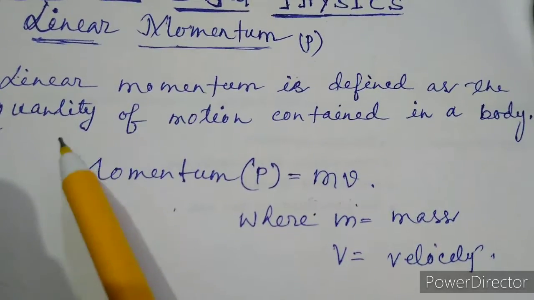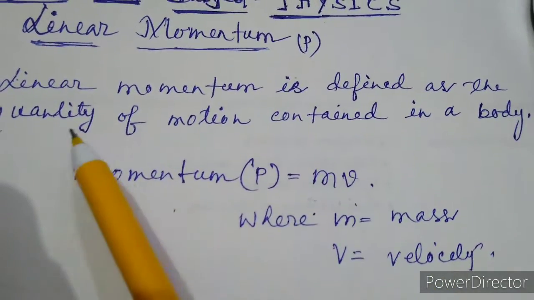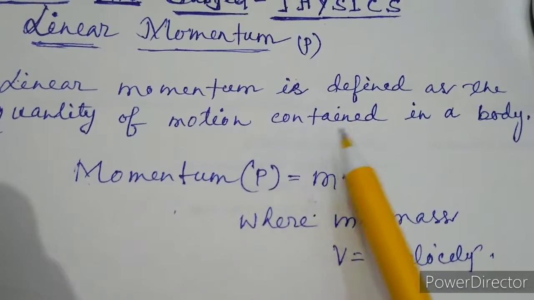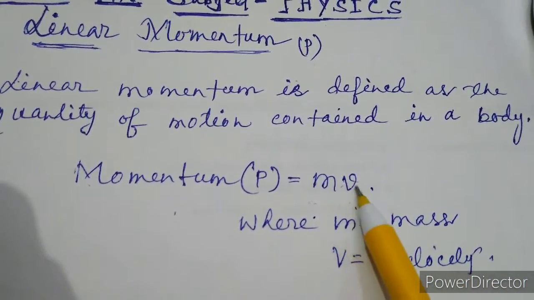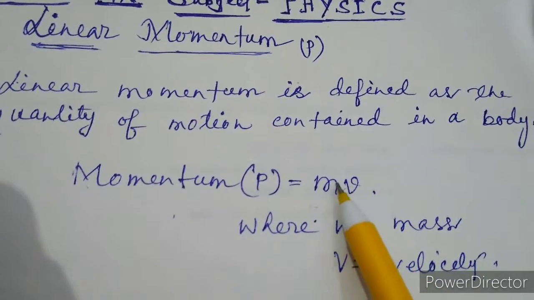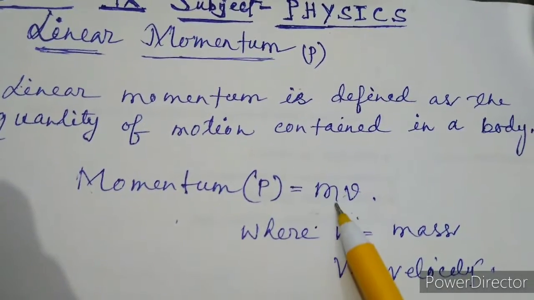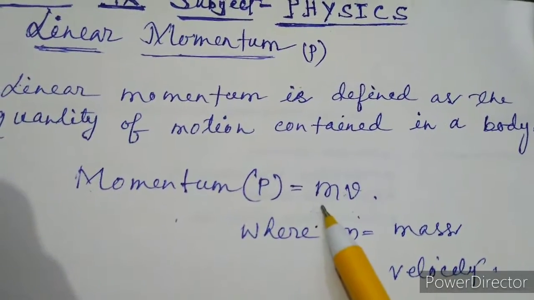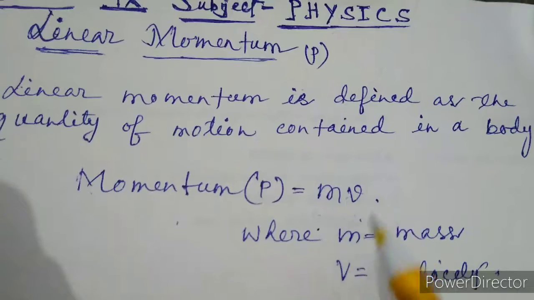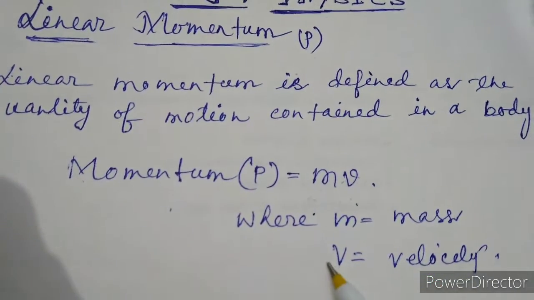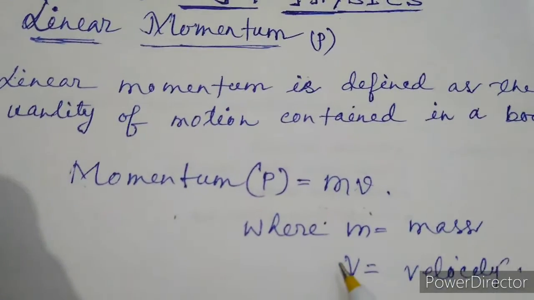So that's why it is written that linear momentum and momentum both are the same thing. Linear momentum is defined as the quantity of motion contained in a body. Since it is multiplied by v, and mass is the quantity contained in a body, that's why it is written that it is the quantity of motion contained in a body. But actually linear momentum P is equal to mv, where m is this and v is this.